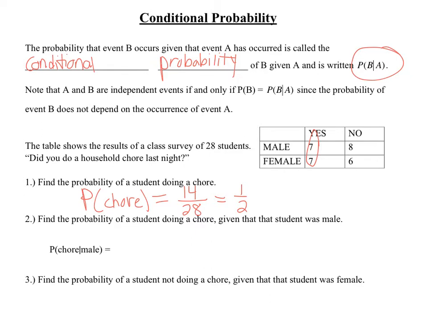Number 2, find the probability of a student doing a chore given that the student was a male student. Well, if we focus in on male only, then 7 out of the total 15 males. So given that they were male, the probability that they did a chore was 7 out of that 15.